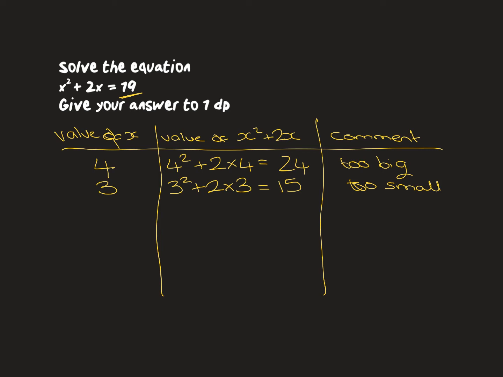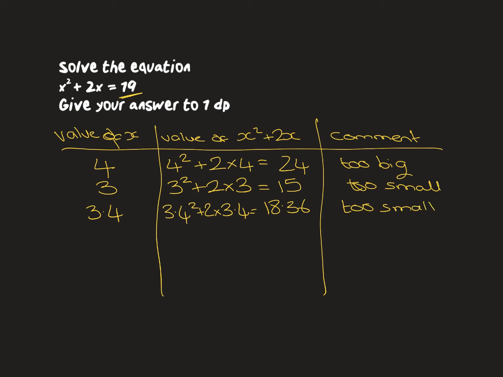So I now know that it is between 3 and 4. Okay, so 19 and 15, there's a difference of 4 there. And between 19 and 24, there's a difference of 6. So it's slightly closer to the 3. I think I'm going to just try 3.4 because it's only slightly closer. So I'm going to do 3.4 squared plus 2 times 3.4. And I'll use my calculator for that. So 3.4 squared plus 2 times 3.4 equals, and it is 18.36. Now this is too small, because I'm trying to get 19.